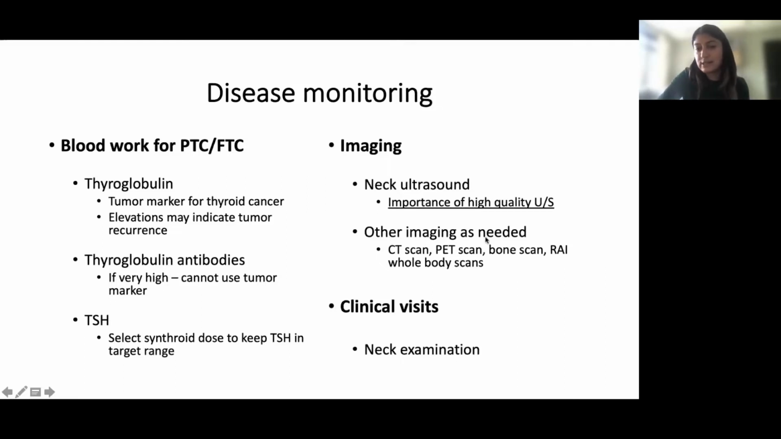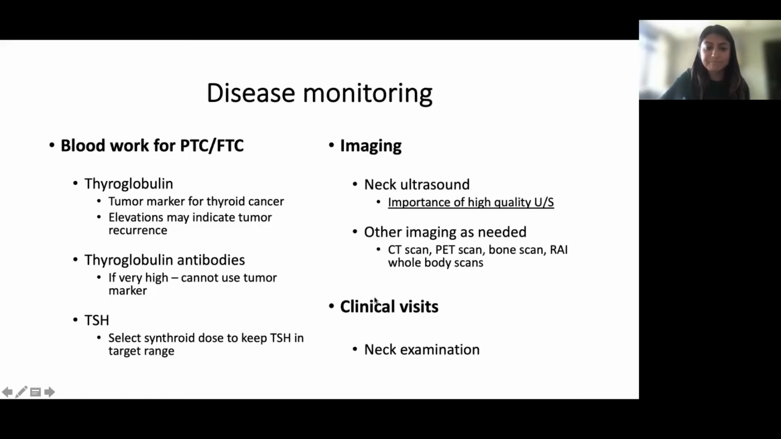Other imaging is done as needed, but is much less common, especially in patients who have low or intermediate risk disease. And so that's CAT scans, PET scans, bone scans, MRIs, radioactive iodine scans. There's all sorts of scans that you can do, and you do different ones for different reasons. And that's just a good thing to ask your doctor is, do I need any of those?